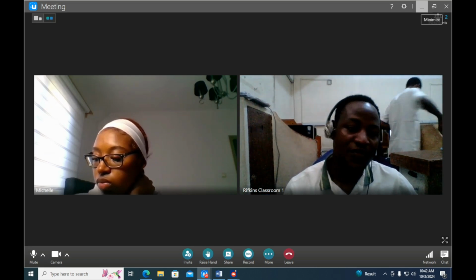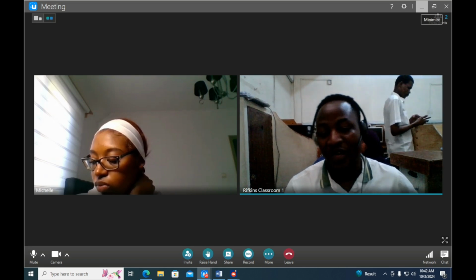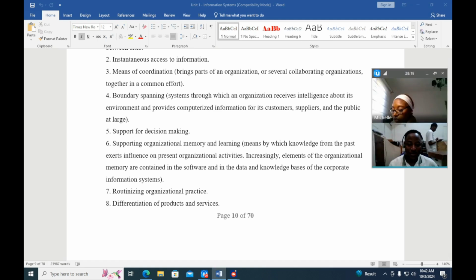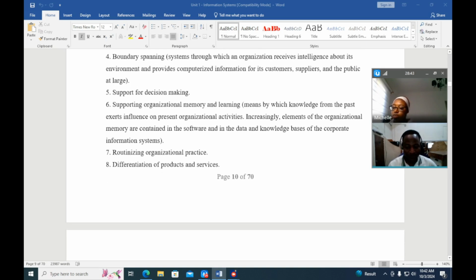So we have information that we stored, and then we are able to learn from that information. So it is supporting the organizational memory and also the learning. These are the various means by which knowledge from the past exerts influence on the present organizational activities. We have knowledge in the past, then we refer to the knowledge in the past to influence the present activities of the organization.